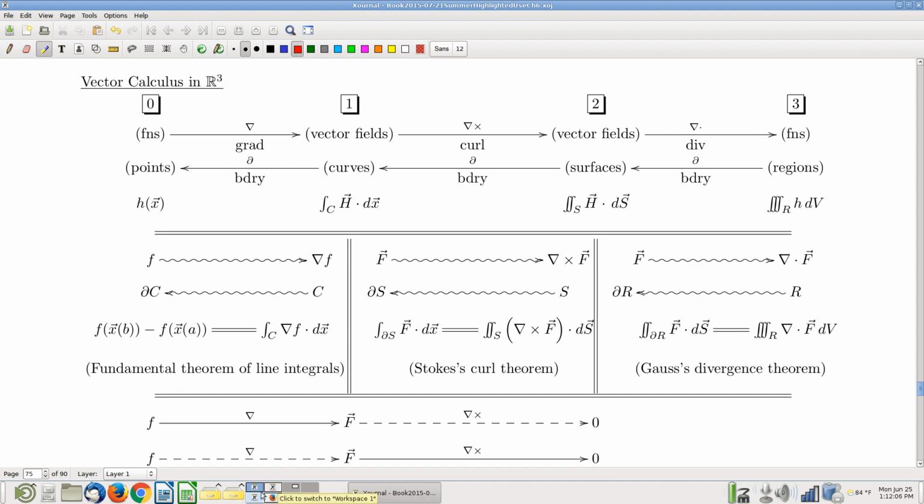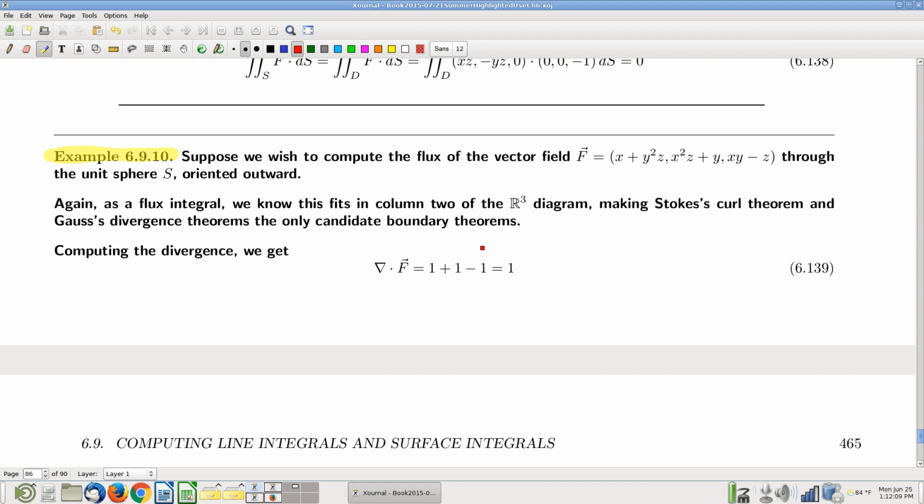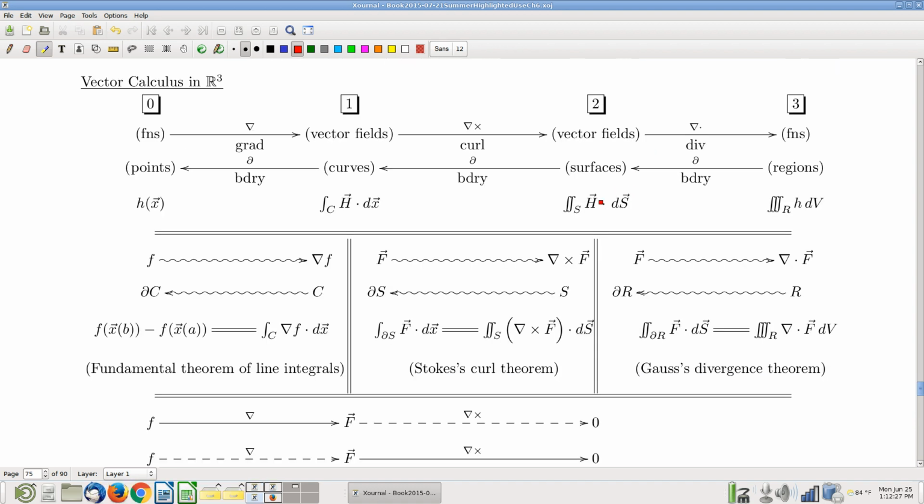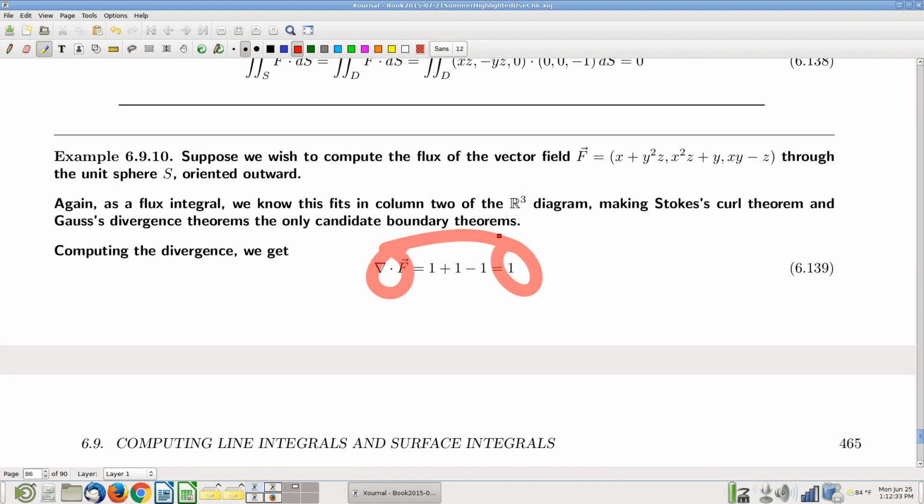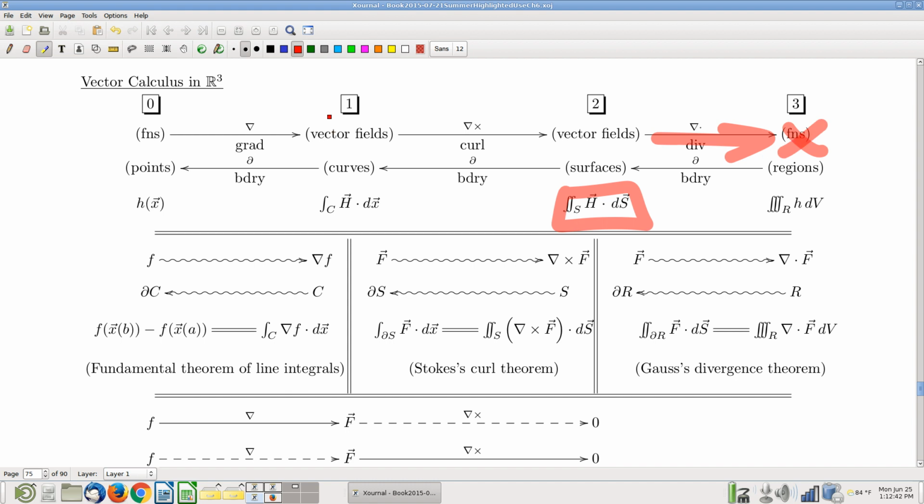Okay, let's see, moving along. These last couple of examples go pretty quickly. We're computing a flux. We know where we are in the diagram. Our surface is the unit sphere oriented outward. We've got a vector field given to us. We compute the divergence, and the divergence is 1, which is not 0. Right away, because that's not 0, I know there is no anti-curl. Forget Stokes' curl theorem. It has nothing to do with anything. Forget surface independence. Can't use that either.